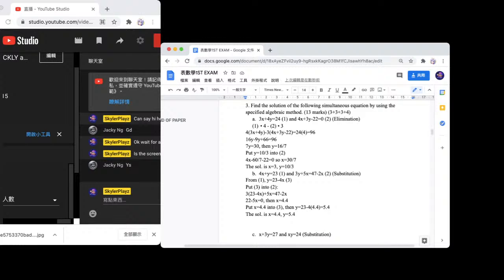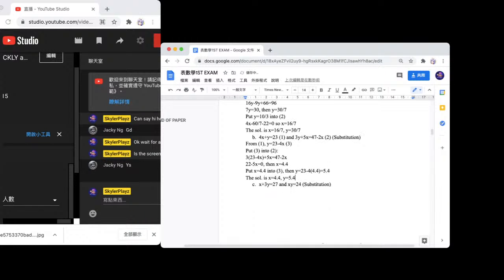Let me check my answer. 30, 60, or 30 for y. Yes. So we correct our answer again. And therefore, that's how we check our answer with our calculator. Okay.